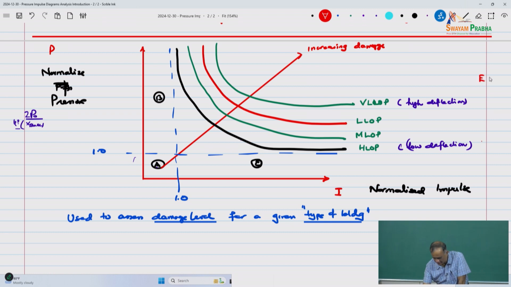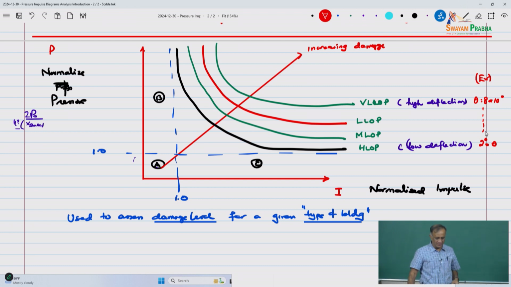This is, for example, theta is equal to 2 degrees. And this may be theta is equal to 8 or 10 degrees. In between, those are the values.